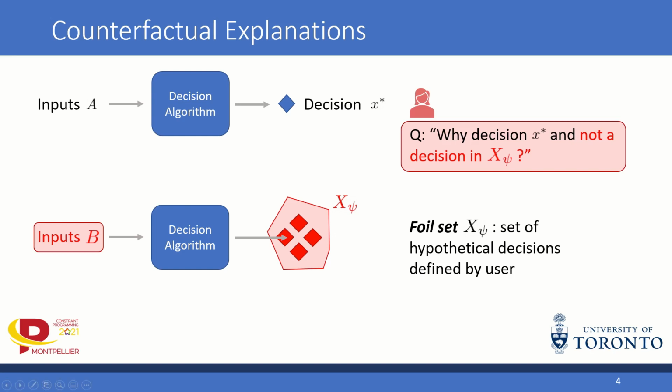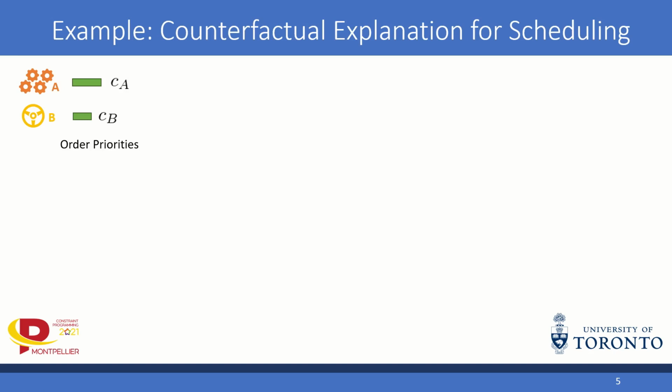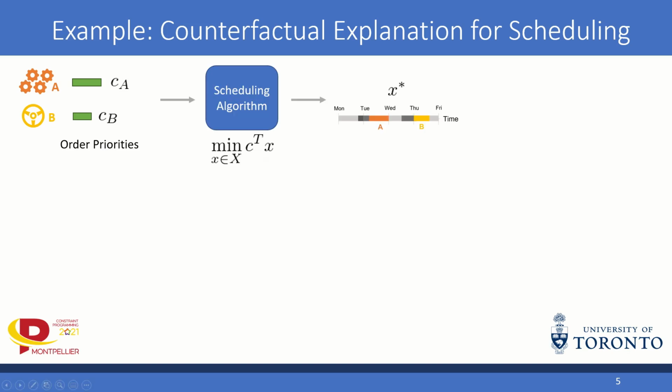So let's consider an example. Let's return to our users ordering parts for delivery. Each order has some order priority. For example, part A might be express shipping and a priority level 5, and part B might be standard shipping and a priority level 3. The delivery company then minimizes the priority-weighted delivery times and produces some optimal schedule X star.